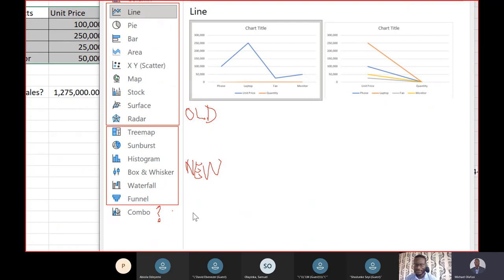Old means they are in everybody's version of Excel. New, you have to be in Excel 2016 and above for you to see this in yours. Combo, why do you think I've left out the combo? Anyone want to take a guess? It's deliberate, but I want to know if you know why I left it out. You can type, you can unmute, you can speak.